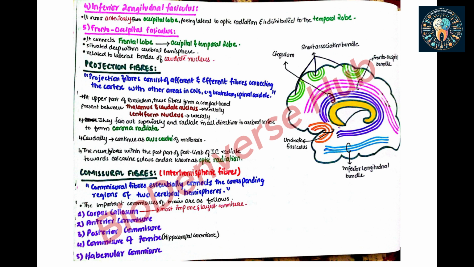The nerve fibers within the posterior part of the posterior limb of the internal capsule radiate towards the calcarine sulcus, and they are known as the optic radiation. So this was all about the projection fibers.